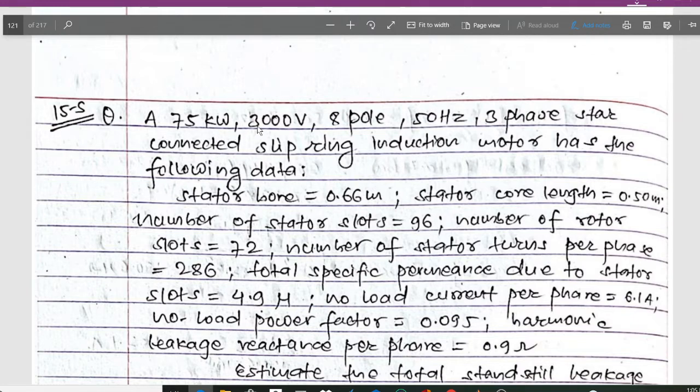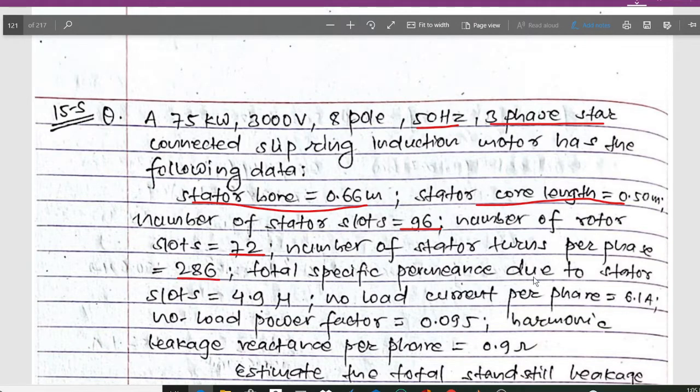A 75 kilowatt, 3000 volt, 8 pole, 50 hertz, 3 phase star connected slip ring induction motor has the following data. The stator bore is given as 0.66 meter, the stator core length is 0.30 meter, the number of stator slots is 96, the number of rotor slots is 72, and the number of stator turns per phase is 286.